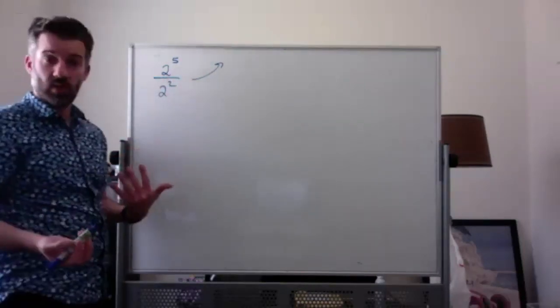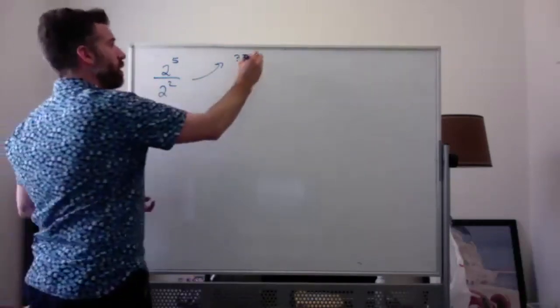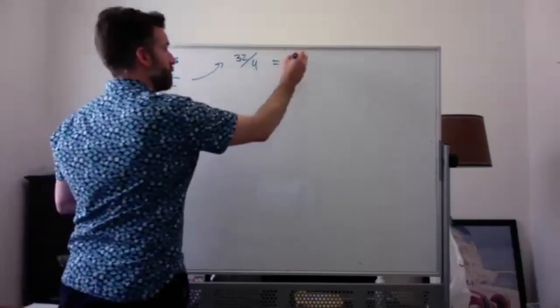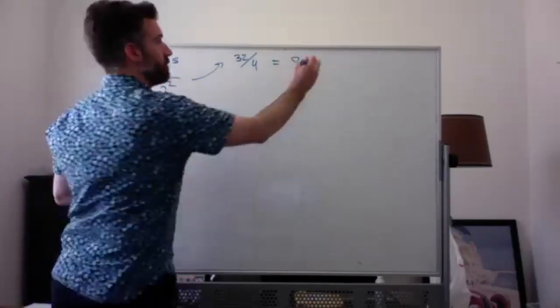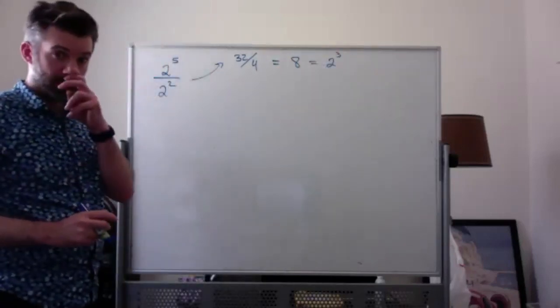2 to the 5th is 32. 2 squared is 4. And 32 divided by 4 is 8, which is 2 to the 3rd.